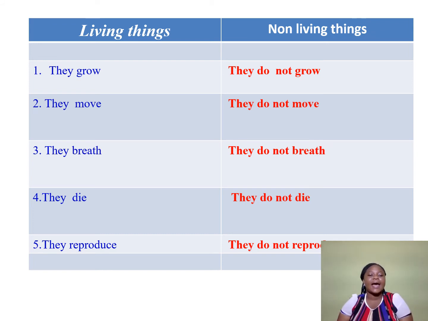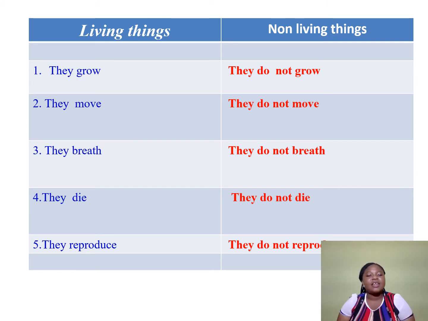Living things die. You ultimately die. Non-living things do not die. Living things reproduce. Living things do what? They reproduce. Non-living things do not reproduce. So I take up the differences again. Living things and non-living things.